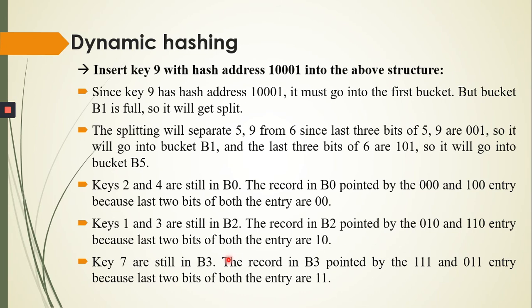So I explain over here, keys 2 and 4 are still in B0 as they have address 000. The records in B0 are pointed to by the 000 and 100 entries, because the last 2 bits of both entries are 00. Keys 1 and 3 are still in B2, as the records in B2 are pointed to by the 010 and 110 entries, because the last 2 bits of both entries are 10. And key 7 is still in B3; the records in B3 are pointed to by the 111 and 011 entries, because the last 2 bits of both entries are 11.